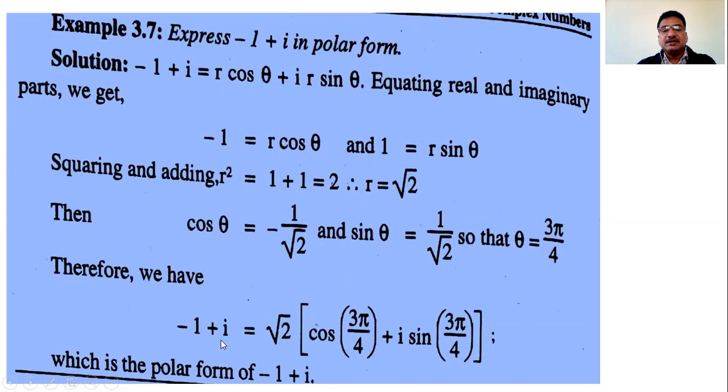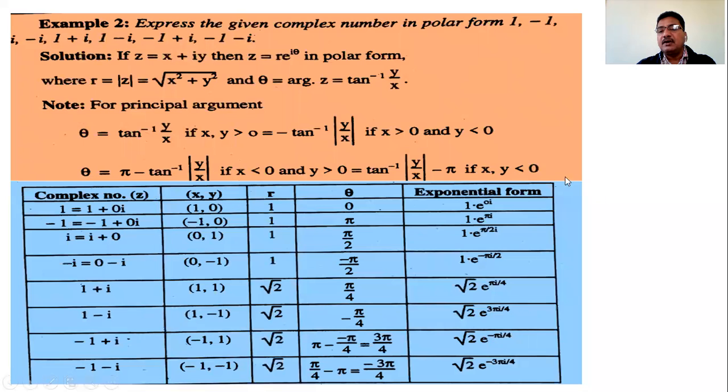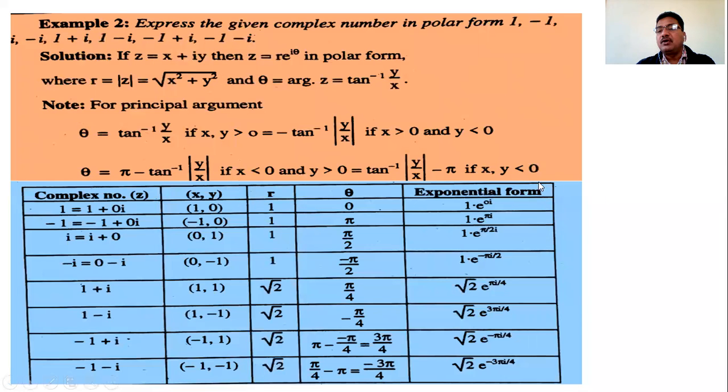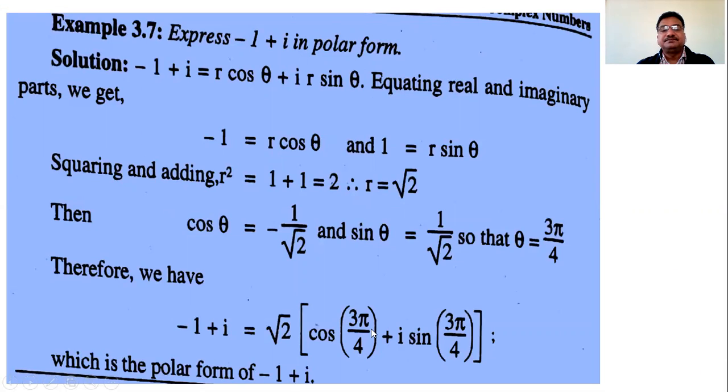Okay, and so the polar form of minus 1 plus i is what? Root 2 in square bracket, cos 3 pi by 4 plus i sine 3 pi by 4. So this is the polar form. So draw here one more column and write the polar form of all the numbers like this. This is the polar form. So draw one more column while writing notes in your notebook, and write the polar form of each complex number. So this is the polar form of minus 1 plus i.